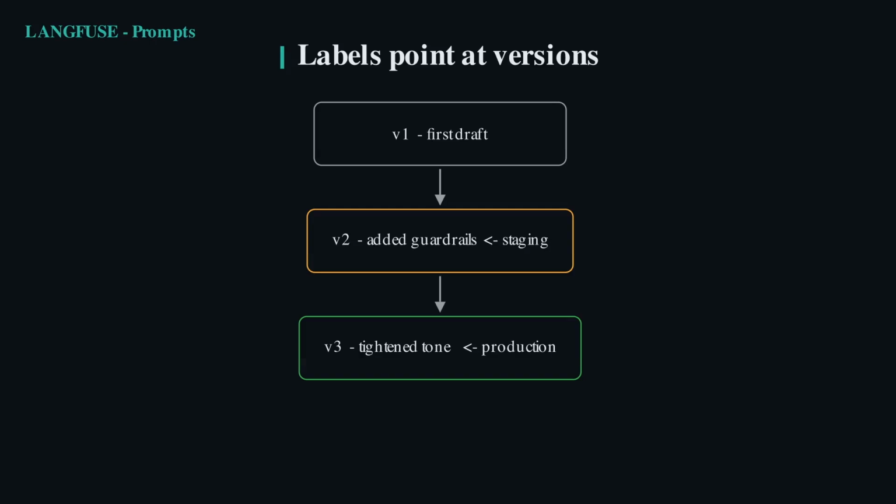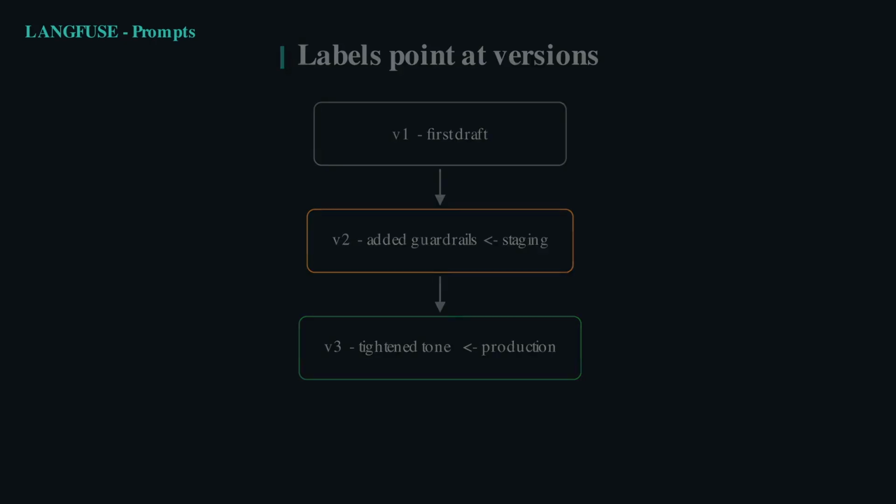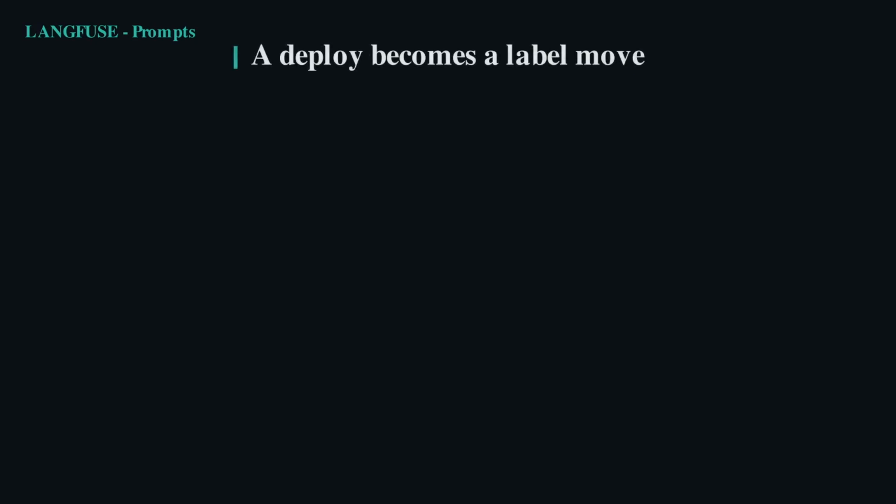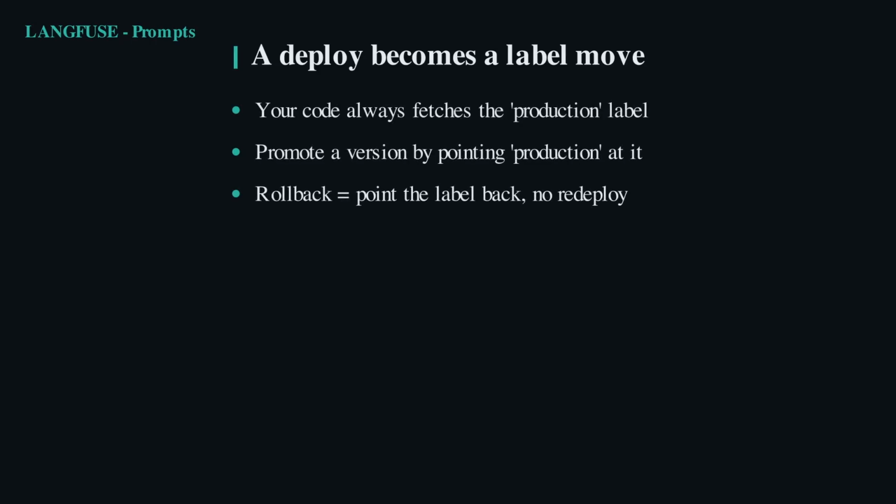Staging can point at one version while production points at another. Same prompt, two environments. At runtime, your code asks for the production label, never a hard-coded string. Shipping a new prompt is moving that label. Rolling back is moving it again. No code change, no deploy.